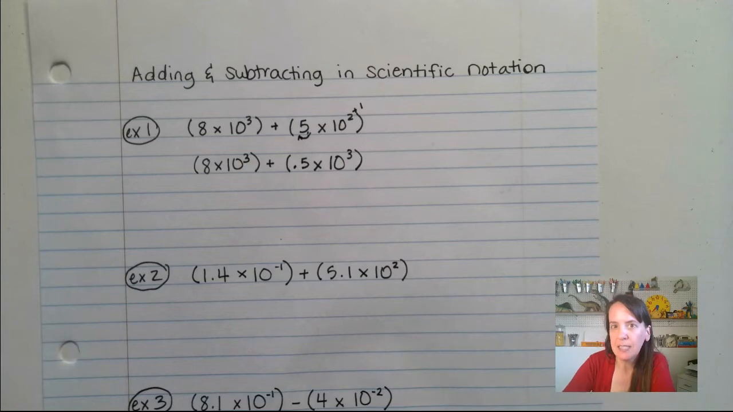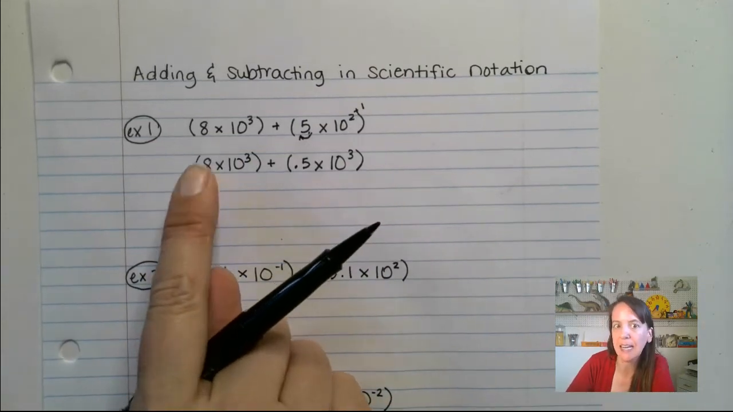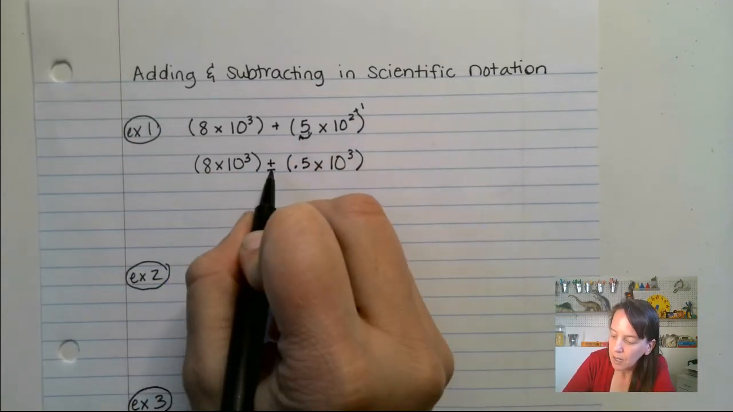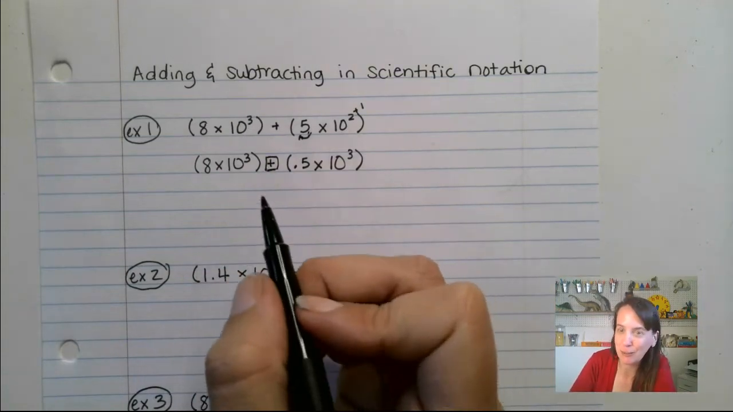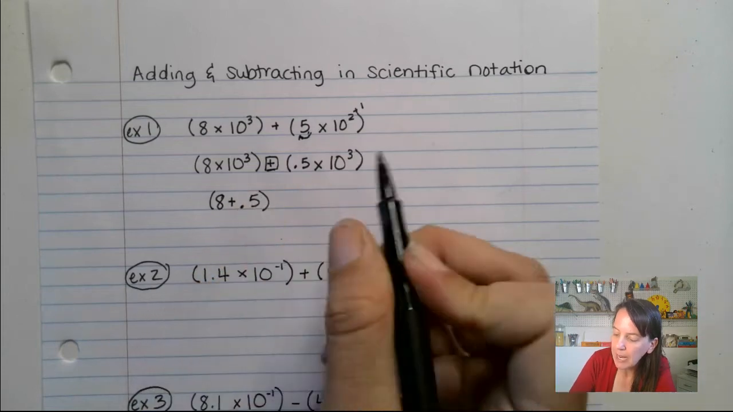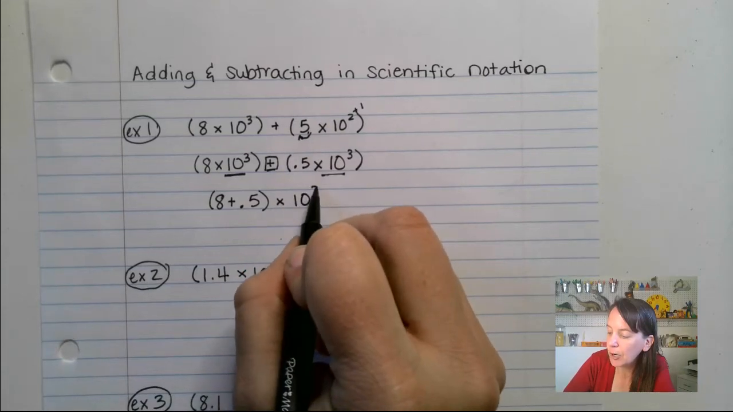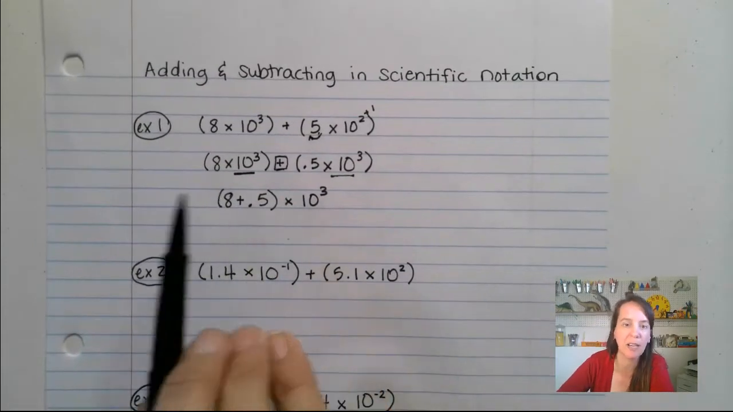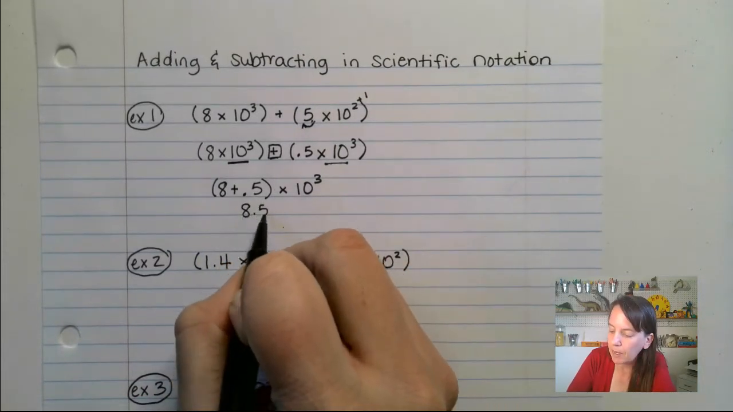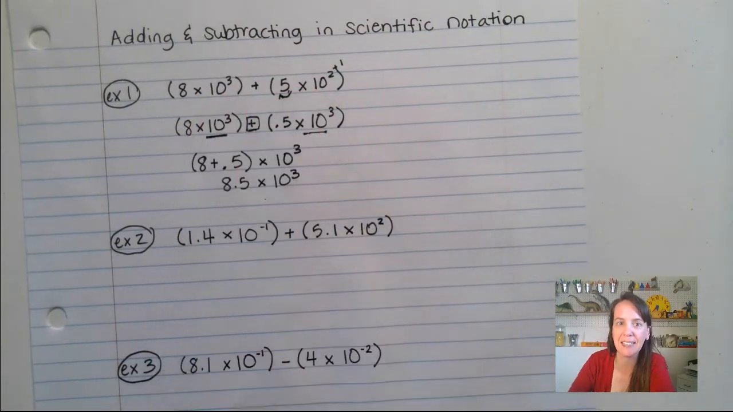And for this next step, you don't have to write this down every time, but I want you to see what we're really doing is taking this 8 and this 0.5, and we're adding those because there's that adding. Okay, so we are taking 8 plus 0.5, and then we're multiplying it by 10 to the third power because that matches. So we're distributing. It's basically distribution. So what we end up with is 8.5 times 10 to the third. So we've gone ahead and added this correctly.